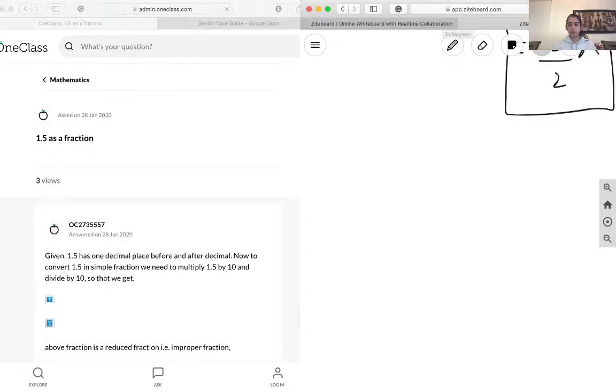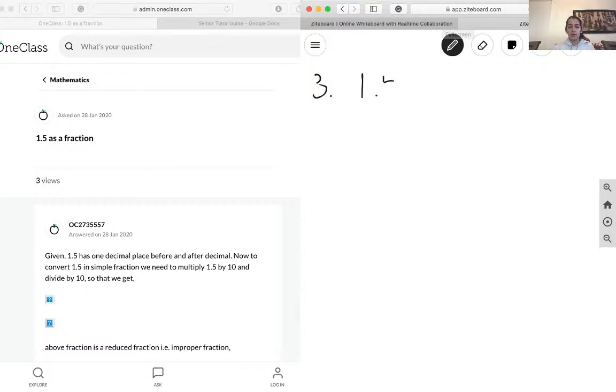So our next question is also pretty simple. We're just going to need to convert 1.85, which is a decimal, to a fraction. First step, we're going to write down our decimal, and for it to be a fraction, we need a numerator and a denominator, and we need to get rid of the decimal point.